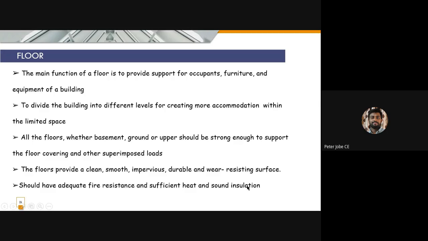So going forward, because I'm going quite fast, you know what the function of a floor is. It is to accommodate the occupants and provide a safe living environment. That means if we are not giving a floor, what is below that? It's just soil, and it will be dirty most of the time. So if we provide a proper floor, it will enhance our livability in that place.